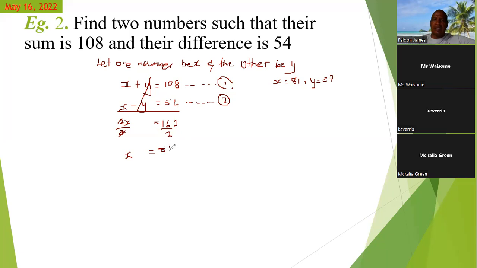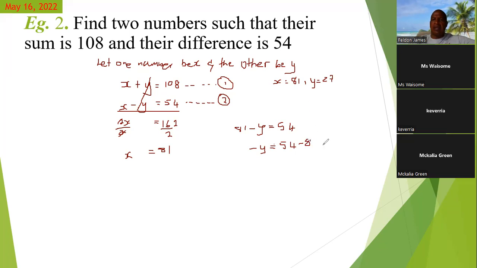So now that we know that x is 81, we can actually substitute x in one of the equations. So whichever one is easiest to work, you put it in equation 2, you will have 81 minus y equal to 54. And so to solve for y, we would bring the 81 to the left. So we know that we are left with minus y on the left-hand side. And we will now have 54 minus 81.